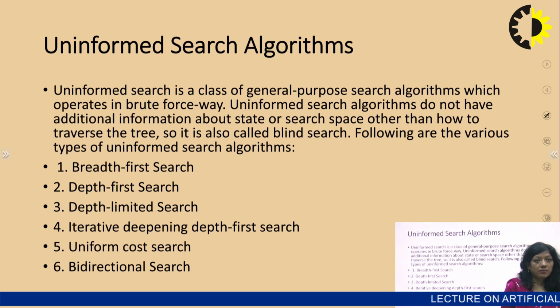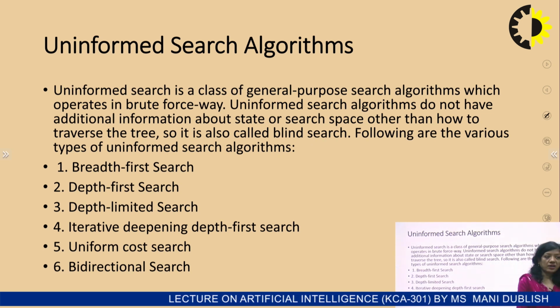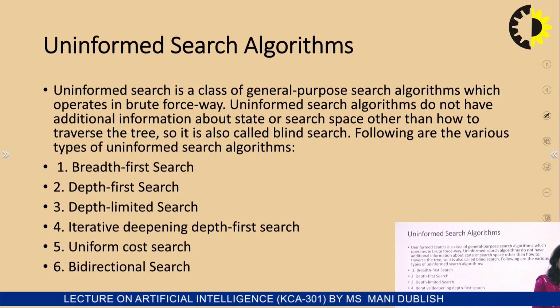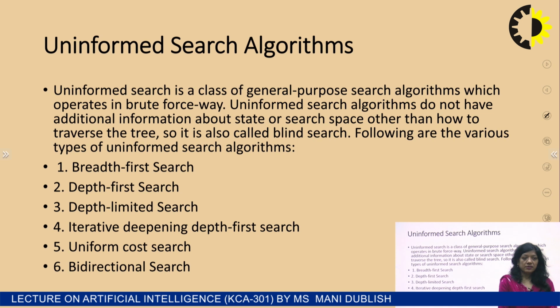Now, what is uninformed search? Uninformed search is a class of general purpose search algorithms which operate in a brute force way. Uninformed search algorithms do not have any kind of additional information about a state or search space other than how to traverse the tree. So, it is called blind search.